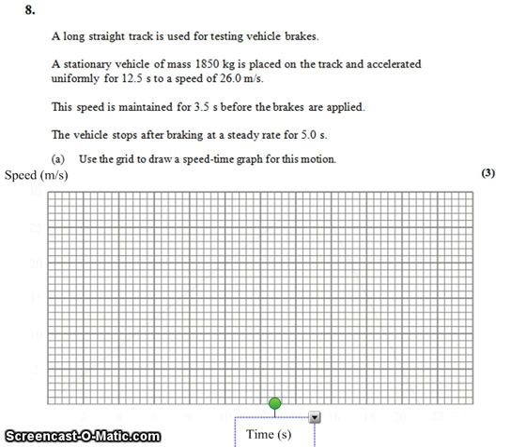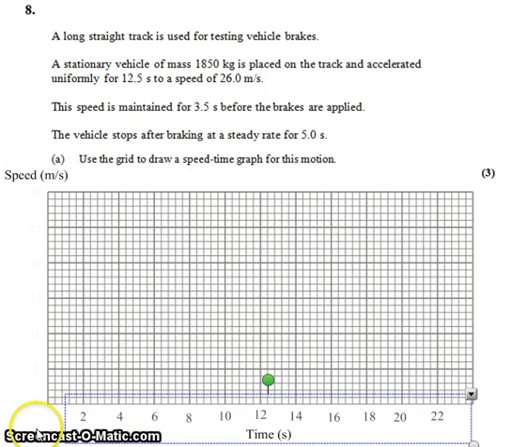We have to choose a sensible scale for our graph. Now I've got plenty of squares on the bottom. I've added up the total time: 12.5 plus 3.5 plus 5 seconds gives me 21 seconds. So I've got to get 21 seconds in across the x-axis, so I've chosen a scale of 2 seconds for each full square.